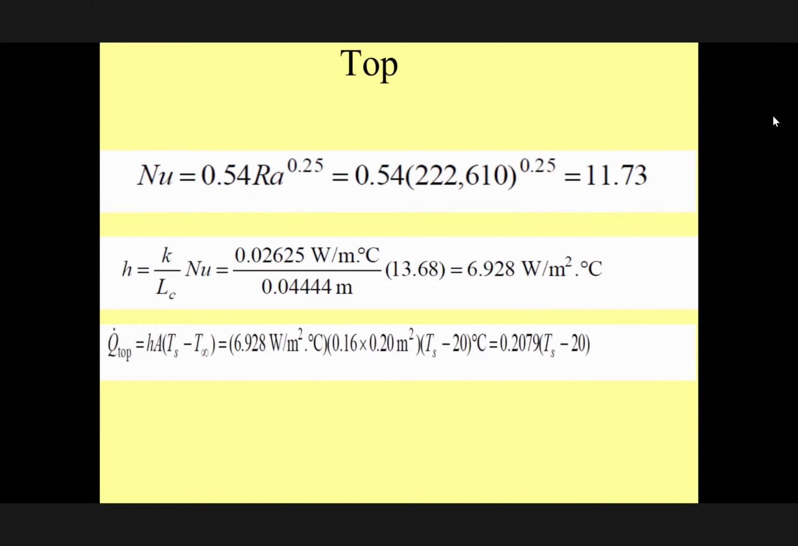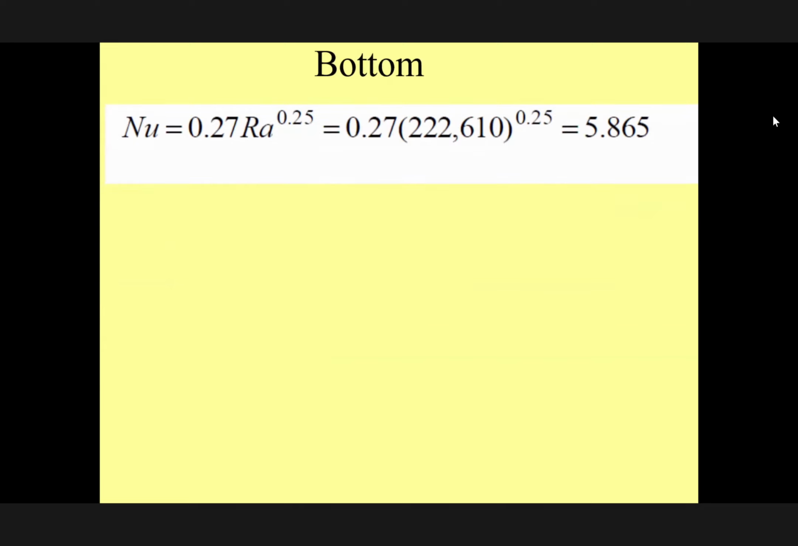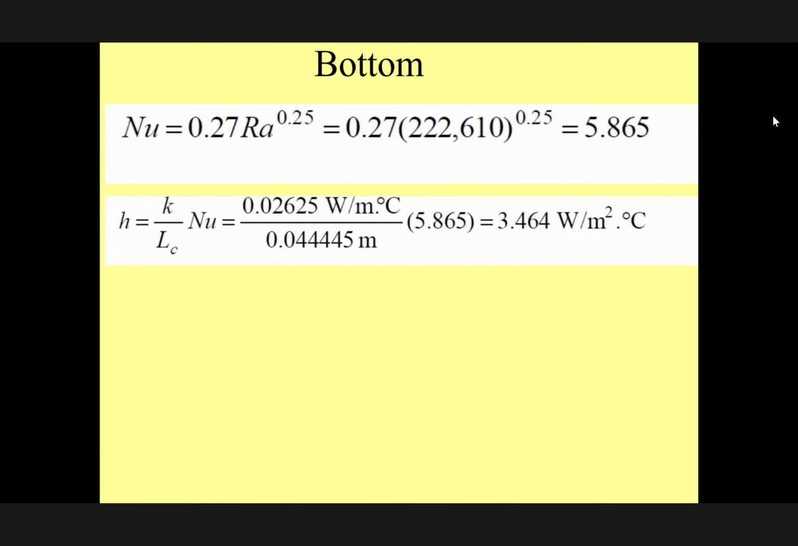Okay, we go for the bottom, and if you look at Table 9.1, you have only one equation for the bottom part, and that equation is like this. Again, the Rayleigh number is the same because the temperature is the same, the characteristic length is the same, the gas is the same, therefore the same value is applied here. And then here it becomes this value. Again, we know the conductivity and the characteristic length, so we can calculate the Nusselt number right here.